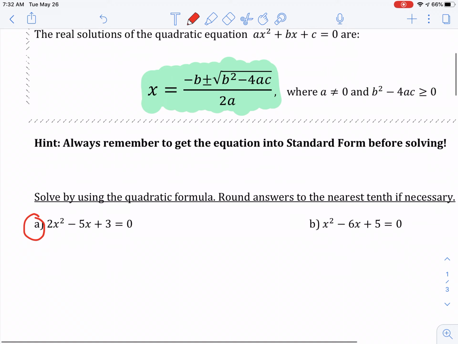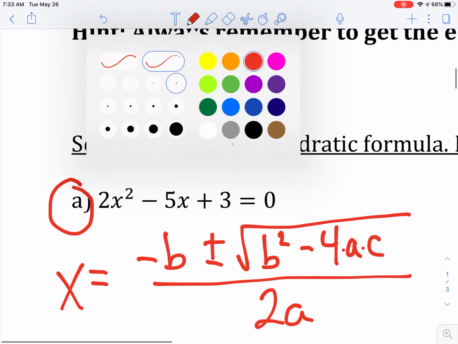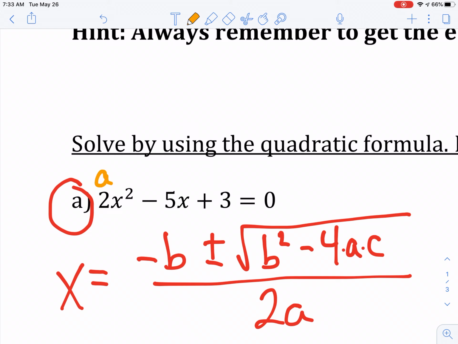So, x equals negative b plus or minus the square root of b squared minus 4 times a times c. Those are all being multiplied, the a and the c and the 4. All divided by 2a. Now, in order to do this, you need to know what a, b, and c are. a, b, and c are the numbers in your equation. That's a, that's b, and that's c. Right there, and right there.